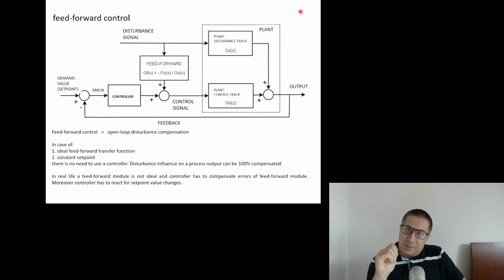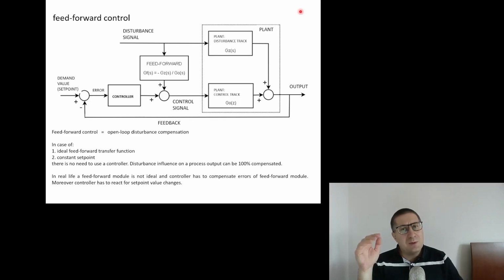The question is, can I change something in my control strategy in order not to see this temperature bump? So even if someone opens the window, I will have this 22 centigrade all the time. This is the goal of the feed-forward control.